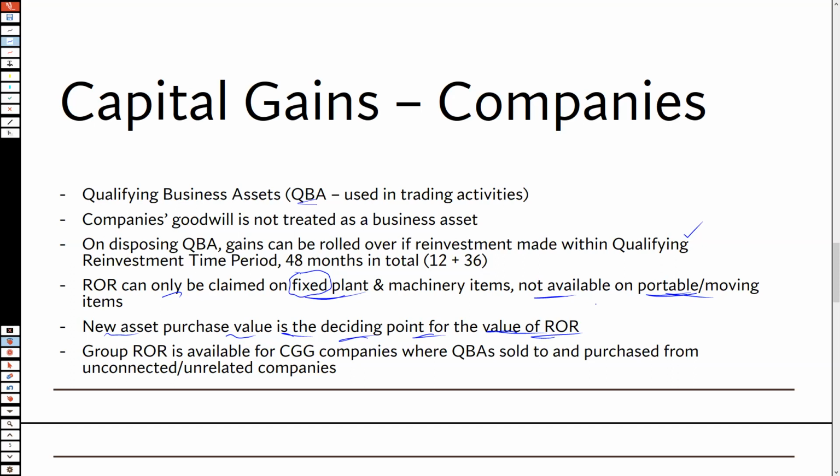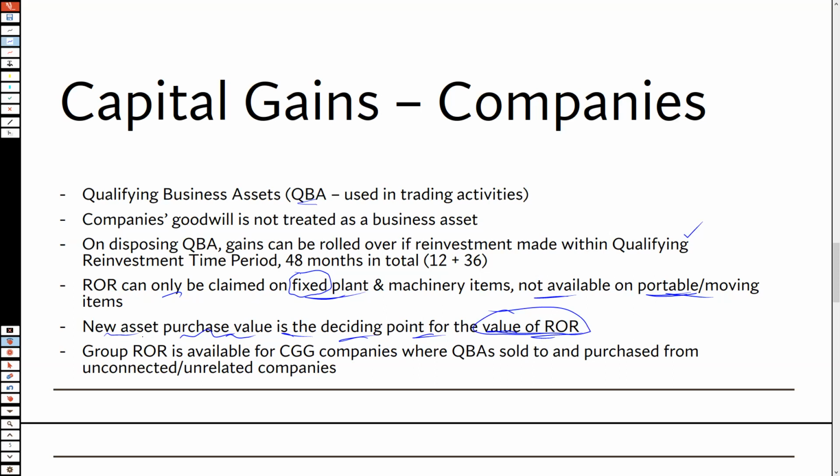So the new asset purchase value is the deciding point for the value of rollover relief, that is, how much ROR we can claim is based on the purchase value of the new asset. If you have invested completely, then complete ROR can be claimed. And if you have invested partially, then partial ROR can be claimed.